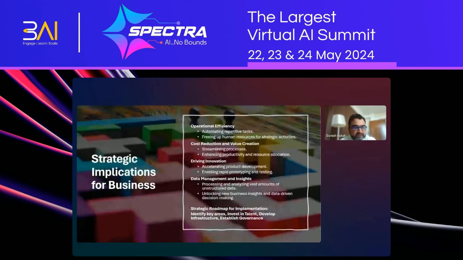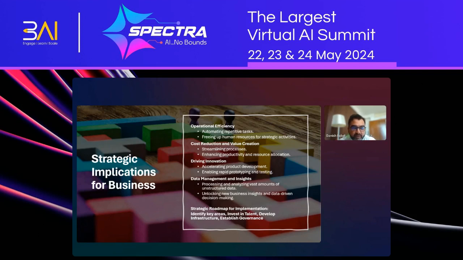If we move further to understand the strategic implications for business, these are some of the outcomes that we expect from Gen AI: operational efficiency, to automate repetitive tasks and free up human resources for strategic activities; cost reduction and value creation, by streamlining processes and enhancing productivity and resource allocation. It's also being widely used to drive and prototype innovations. Data management and insights is again a vital area when we talk about strategic implementations of generative AI, to process and analyze vast amounts of unstructured data and unlock new business insights towards better decision making.